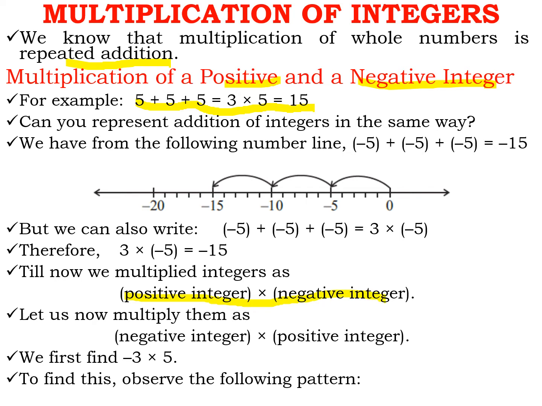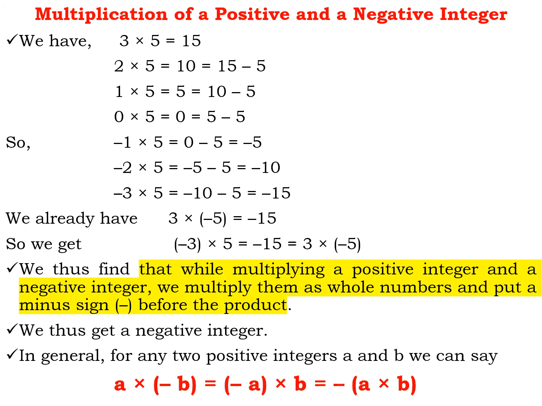Till now, we multiplied integers as positive integer into negative integer. Let us now multiply them as negative integer into positive integer. We first find minus 5. Now we have 3 into 5. Please see the pattern. 2 into 5 is equal to 10, that is equal to 15 minus 5. 1 into 5 is 5, which is 10 minus 5. 0 into 5 is 0, which is 5 minus 5.